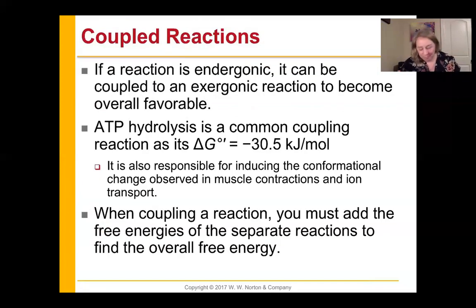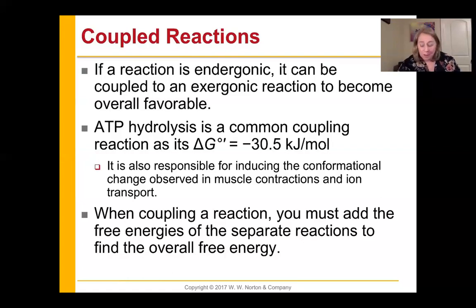All right. So how can unfavorable reactions, endergonic reactions, occur in living systems? If it requires energy, it's not favorable. Why is it going to happen? Well, we're going to couple reactions. So we're going to take an unfavorable reaction and couple it to a favorable reaction. And so ATP hydrolysis is a common coupling reaction. It is favorable. It has a delta G of minus 30.5 kilojoules per mole.